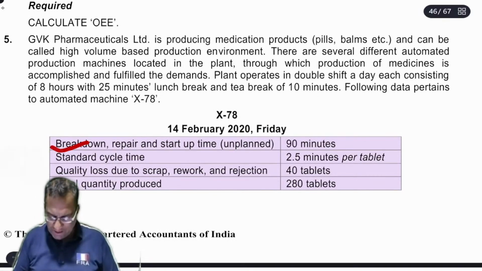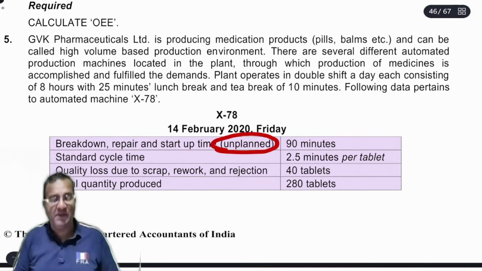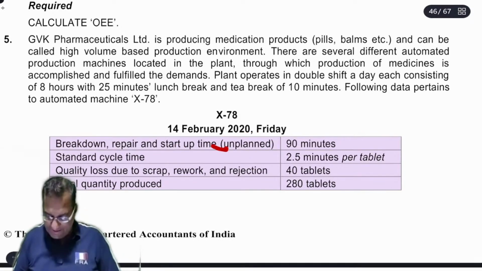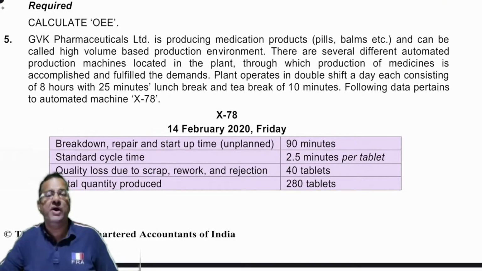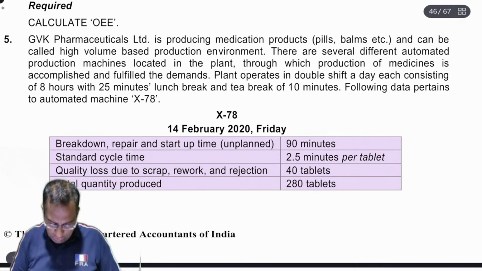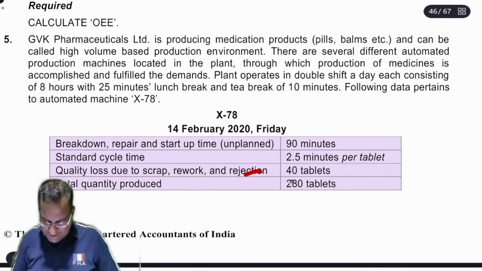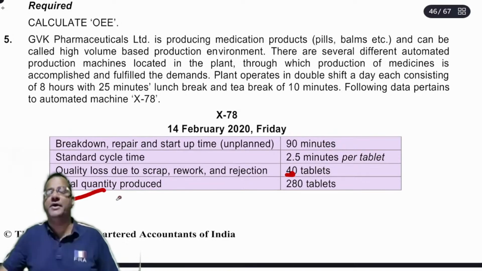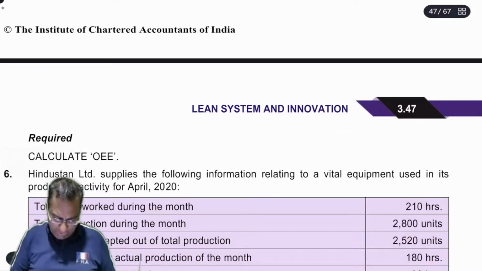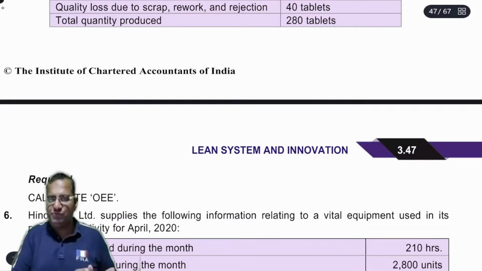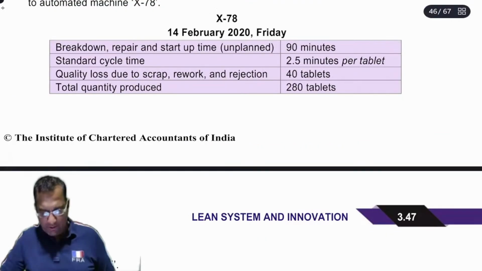Breakdown, repair, and startup time, which is unplanned. Unplanned means abnormal idle time is 90 minutes. Standard cycle time, that is one tablet requires 2.5 minutes. To manufacture a tablet, we require 2.5 minutes. Quality loss due to scrap, rework, and rejection is 40 tablets, while the total quantity produced during that particular day is 280 units. Calculate OEE. You don't have to compare this with the world class performer. Simply you have to calculate the OEE.